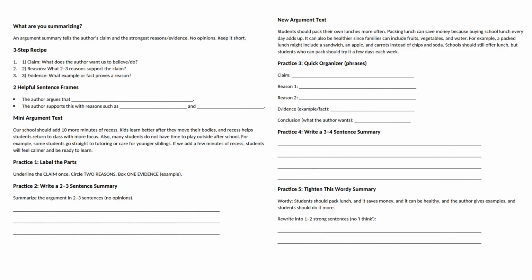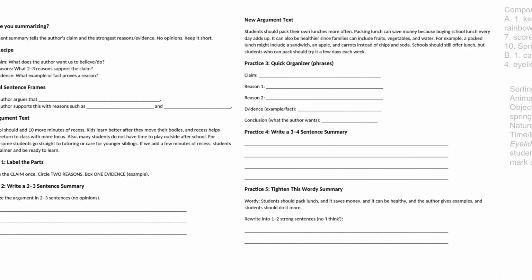Let's look at the mini argument text about recess. Read the paragraph, and for practice 1, underline the claim once, circle 2 reasons, and draw a box around 1 piece of evidence. Then, for practice 2, write a short 2 to 3 sentence summary of that argument. Next, move down to the new argument text about packing lunches. Fill out the quick organizer in practice 3, and write a 3 to 4 sentence summary for practice 4. Finally, for practice 5, look at the wordy summary provided and rewrite it so it is strong and tight. Pause the video to complete your argument summaries.